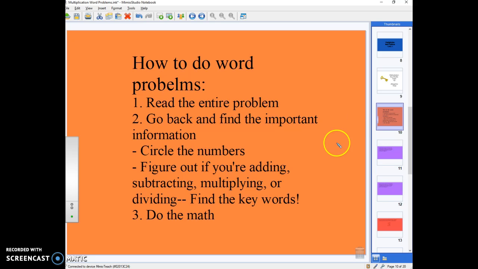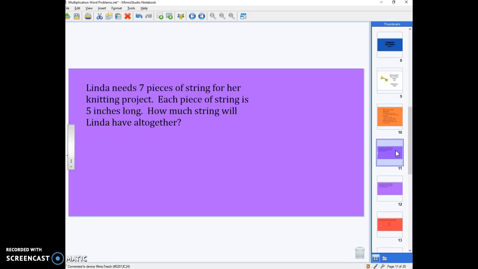So don't forget how you do word problems. Read the entire problem, go circle those numbers and find the keywords, and then do the math. Find that answer. So let's try that with this problem. It says Linda needs 7 pieces of string for her knitting project. Each piece of string is 5 inches long. How much string will Linda have altogether?